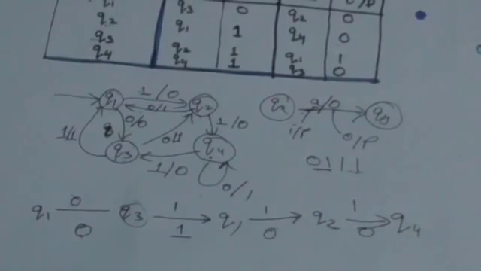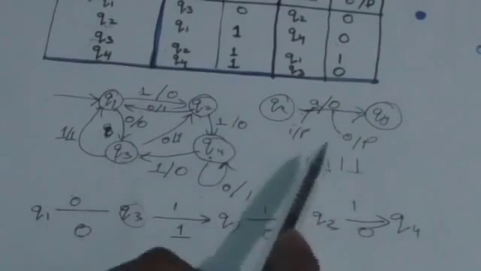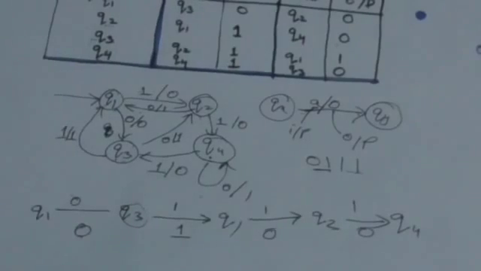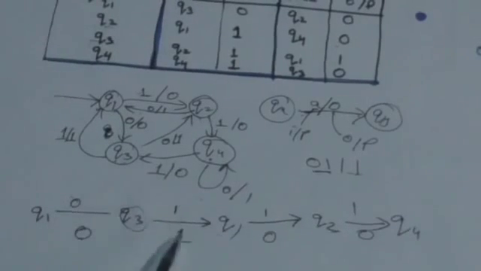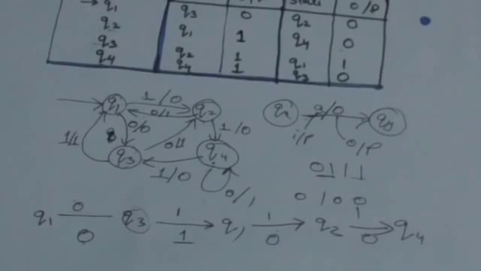So when this Mealy machine reads 0111 string, the output would be 0100. Thank you very much.